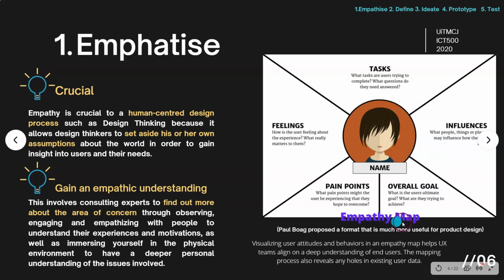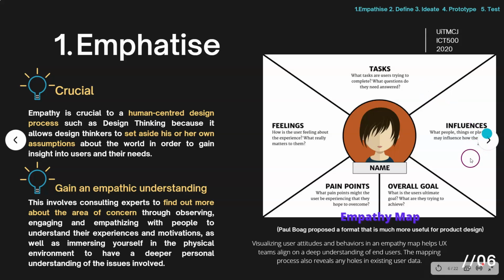What we have here is the empathy map. As I mentioned, it is about the user needs. We divide the empathy map into 5. This one is proposed by Paul Bau for product design, but basically we have 4 elements for the user in the empathy map, which is the task: what tasks are you trying to complete? These are some of the questions we can ask to identify the user or to fill in the empathy map.